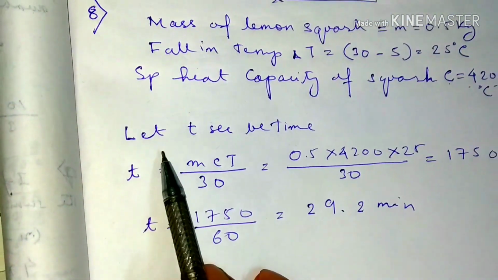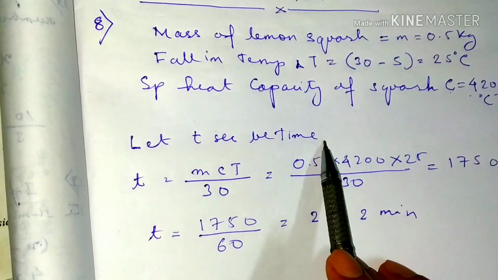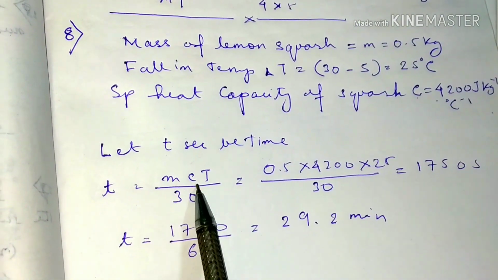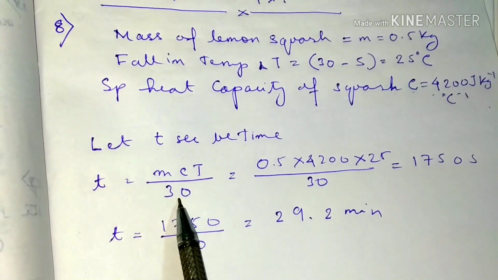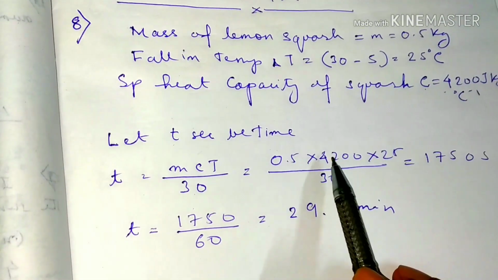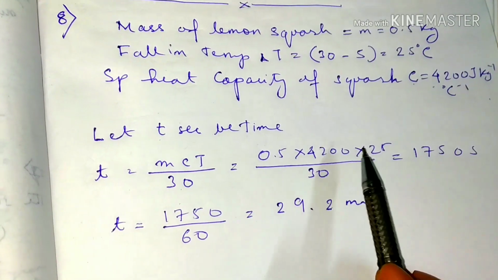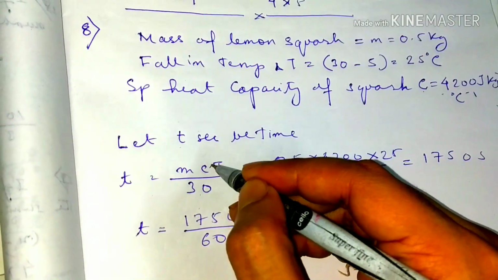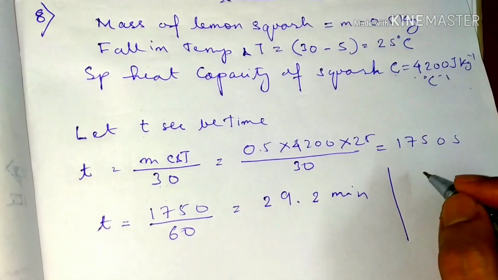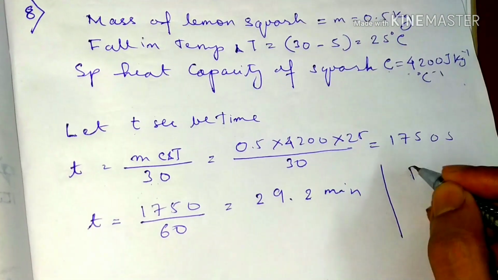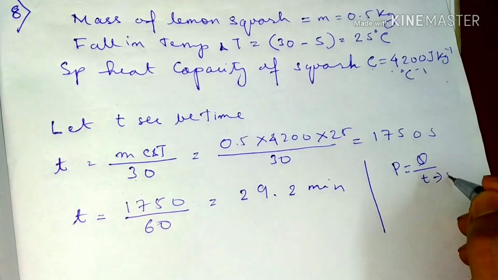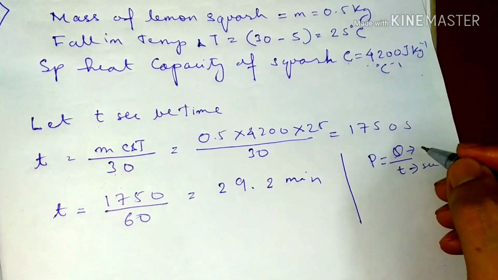Now let T second be the time. We have applied the formula T is equal to MCΔT divided by 30. M mass, C specific heat capacity, ΔT difference in the temperature, divided by 30. Let me make it clear. The formula for power is Q by T. Now this T represents seconds and Q represents the heat energy.